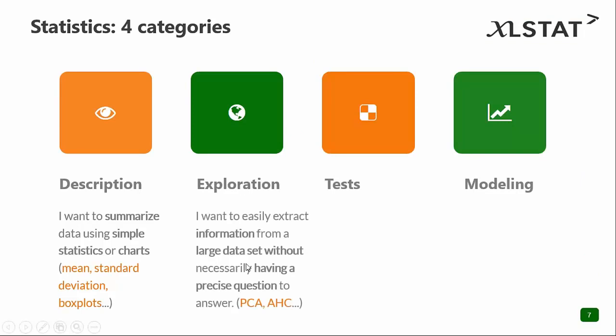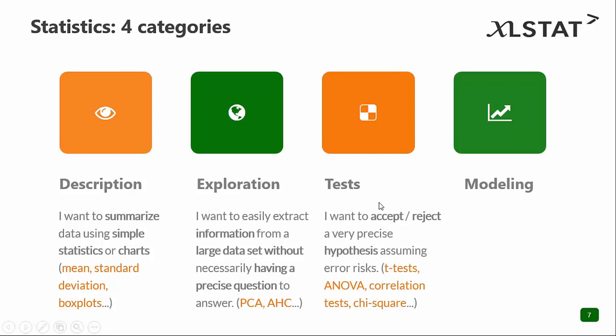Then exploratory methods allow having the same kind of reasoning, but on wider data sets. So in descriptive statistics, we are describing small data sets in terms of number of variables or columns. With exploratory statistics, we are able to generate hypotheses to fish for information in wider data sets. Then statistical tests allow to accept or reject very precise hypotheses, assuming error risks. So we've seen in the previous webinars that those approaches are very complementary. So description and exploration on one side and tests on the other. Here you fish for hypotheses, and here you test for hypotheses.